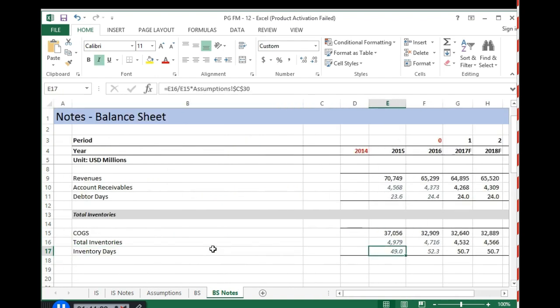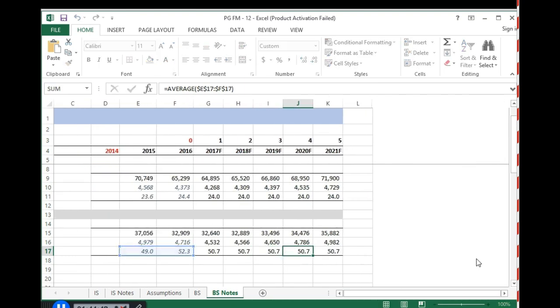Again, how do you calculate inventory days? Simply, your inventory divided by cost of goods sold will give you inventory turnover, and when you multiply inventory turnover by 365, it will give you inventory days. I have calculated it for 2 years, and as you see, this is blue color. This means the formula in the rest of the row is different. This is actual, and after actual, I have forecasted it as an average. I have taken the average and stretched it forward.